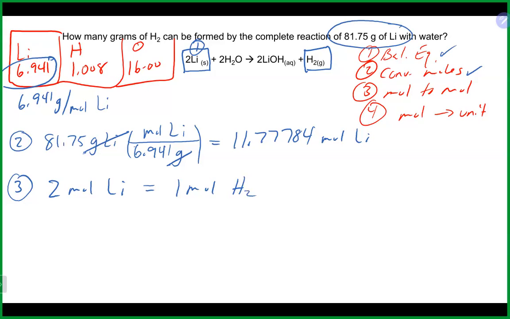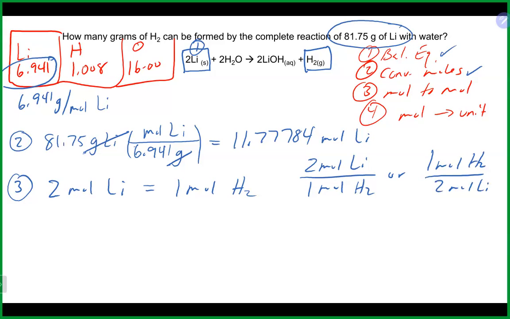Once again, that is nothing more than just the coefficients. So there's no math. It's simply the coefficients in that balanced equation. That gives me 2 conversion factors I could use: 2 moles of lithium over 1 mole of H2, or 1 mole of H2 over 2 moles of lithium. So continuing on with my number here, I'm going to take my 11.778, I feel like I missed a 7 there. Put it in there, 784 moles of lithium.